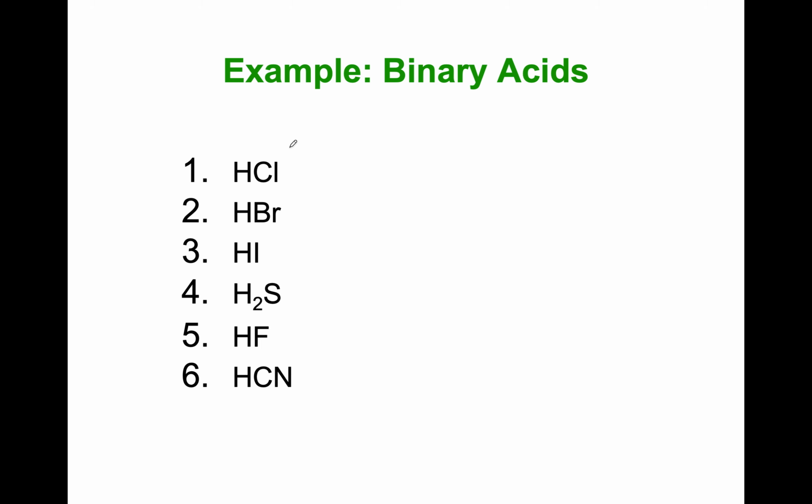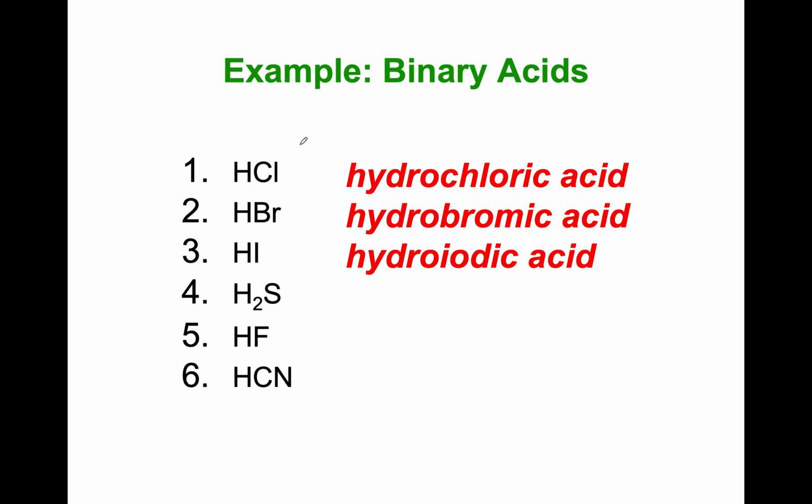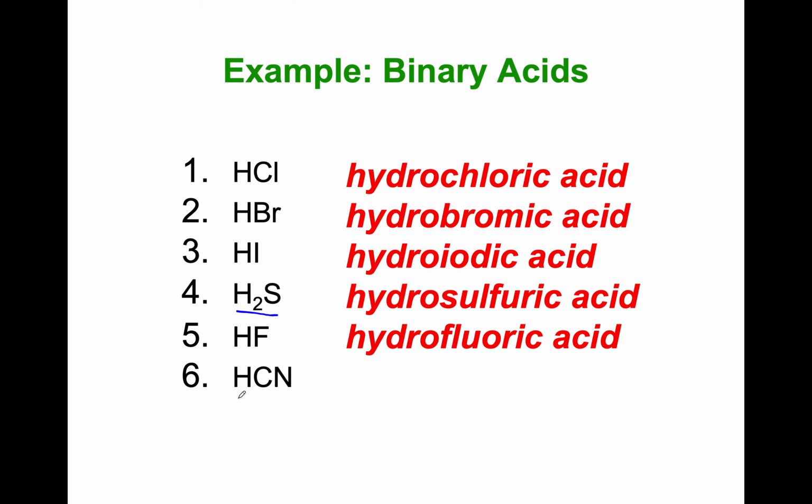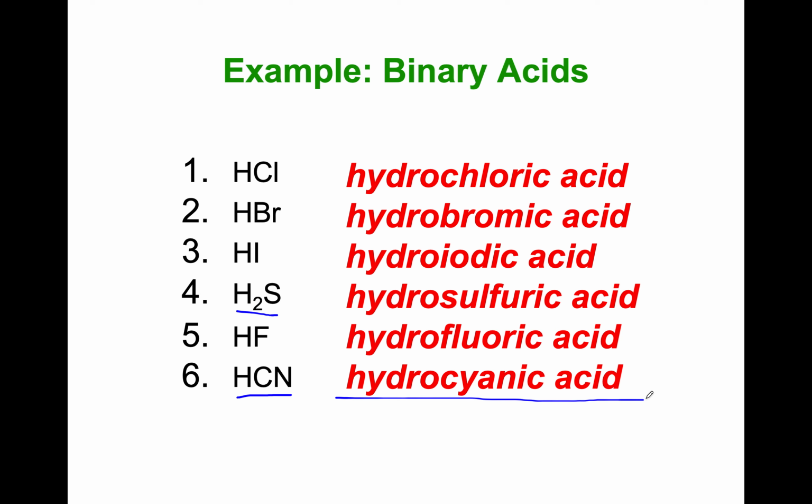So HCl, hydrochloric, HBr, hydrobromic, and you can continue on and on. This one was seen in CHEM200L lab. This is hydrosulfuric. That's different than sulfuric. This is hydrosulfuric, and this is hydrofluoric, and then you can see here even more than 2 elements, we still do the same, hydrocyanic. Okay, so that's our binary acid.